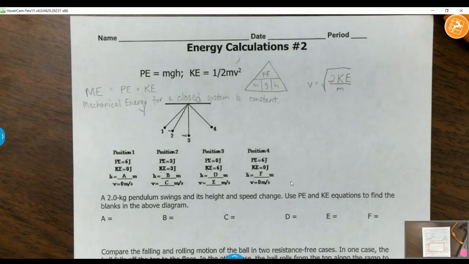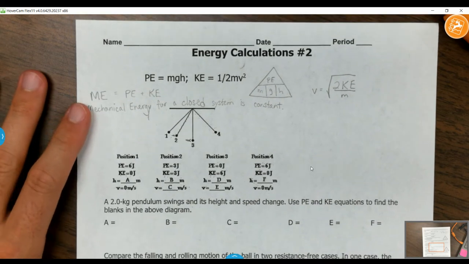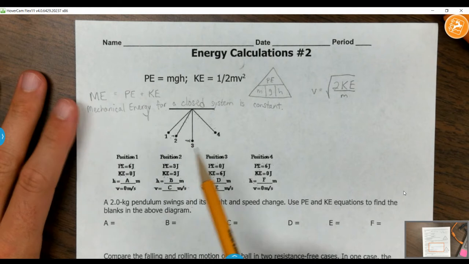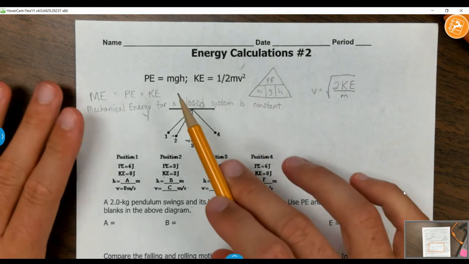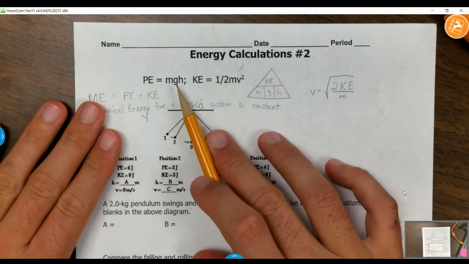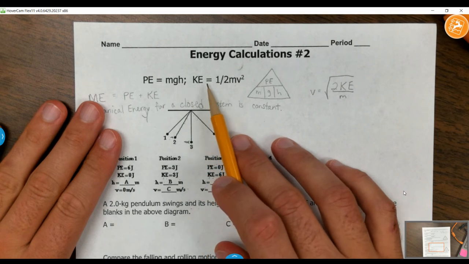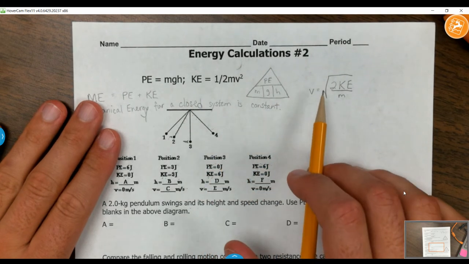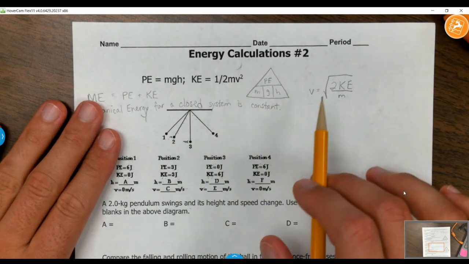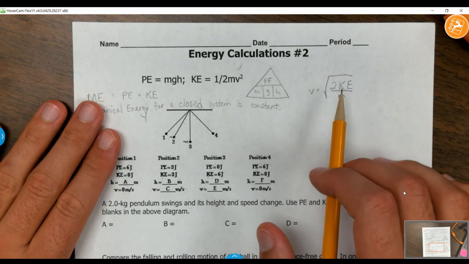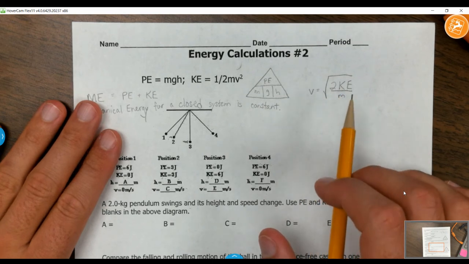What's going on, guys? To complete these energy calculations, we need our gravitational potential energy equation and our kinetic energy equation. If you rearrange the kinetic energy equation, you can solve for the velocity if you know the kinetic energy and the mass of the object.